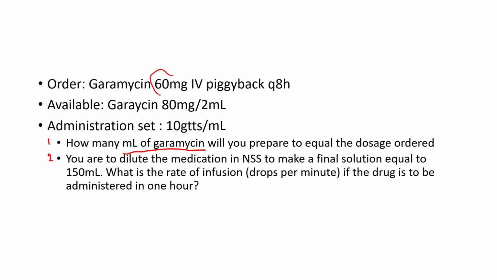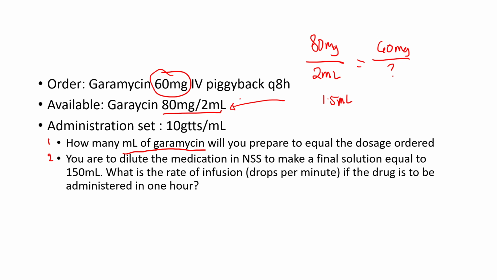So the order is 60 milligrams. What is available is 80 milligrams over 2 ml. So if 80 milligrams is to 2 ml, 60 milligrams would be 1.5 ml of this preparation. So you need to break the ampule and only aspirate 1.5 ml. Next, you're going to dilute the medication in NSS to make a final solution equal to 150 ml.